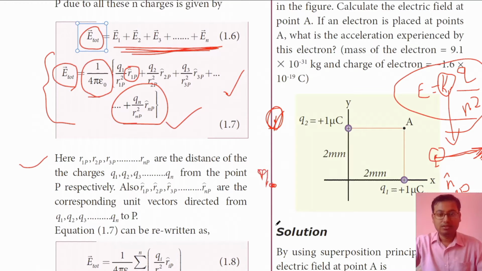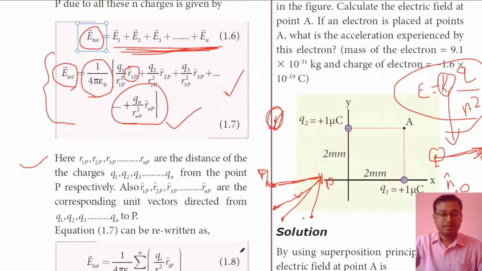Suppose this is q1, here q2, here q3, here q4, and here is the point P. Then R1p will be the distance from charge 1 to point P. R2p is the distance from the second charge to point P. R3p means the distance from the third charge to point P. Likewise, R4p is the distance from the fourth charge to point P. So this is given here, that is R1p, R2p, R3p up to Rnp.